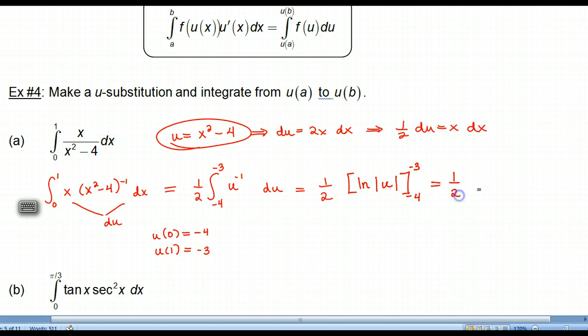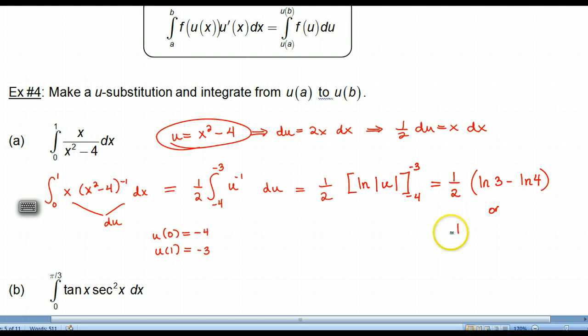Remember, ln is always absolute value because you can't have an ln of a negative. This is the one rule where if we try to add 1 to the exponent and divide by it, we get undefined. So that is just 1 over u, which is ln. If you want to write that as 1 over u, that's fine. It's going to be ln of 3 minus ln of 4.